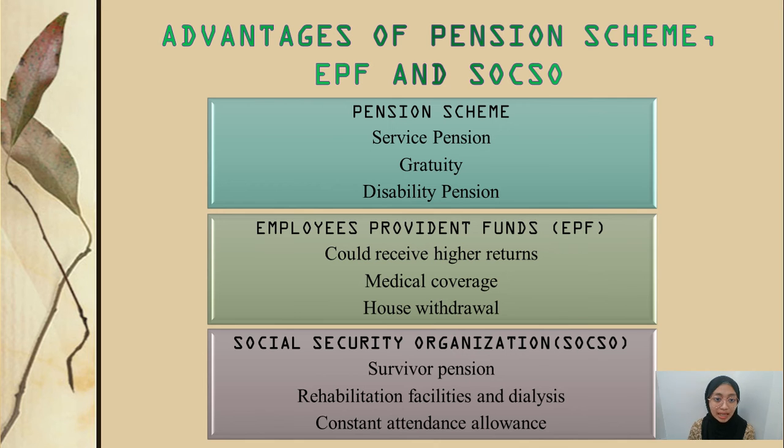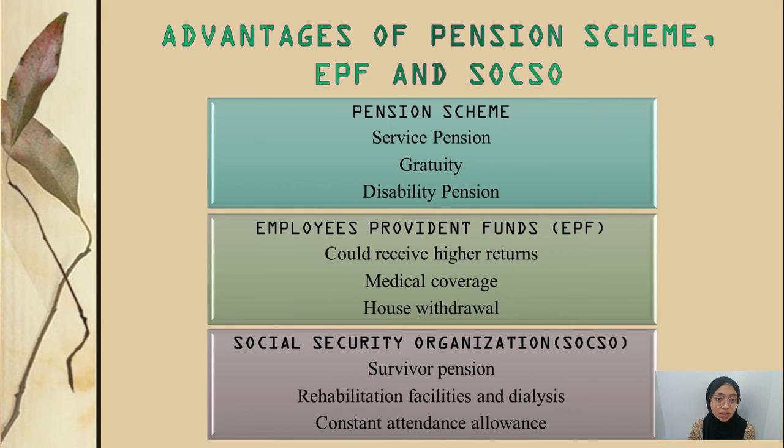Third is disability pension. This is an additional advantage given to a government officer who is required to retire because of health reasons due to in the course of performing their official duty.